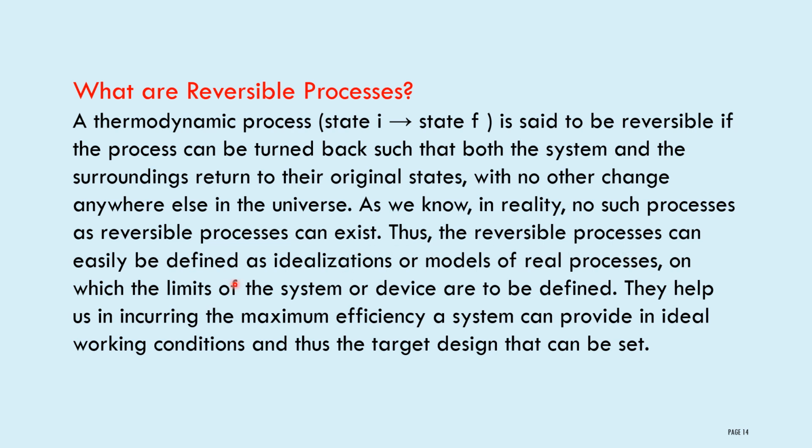Thus, the reversible process can easily be defined as an idealization or model of real processes, on which the limits of the system and device are to be defined. They help us in determining the maximum efficiency a system can provide in ideal working condition, thus the target design that can be set. Here you have to remember, a reversible process is nothing but when any changes happen in the system and surroundings, if those changes come back to their original state, that process we will call a reversible change. But practically, in the case of a thermodynamic reversible change, it will be minimum.